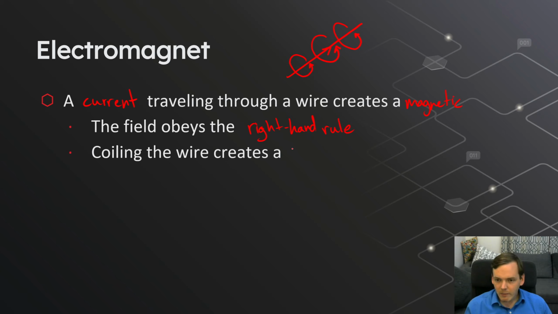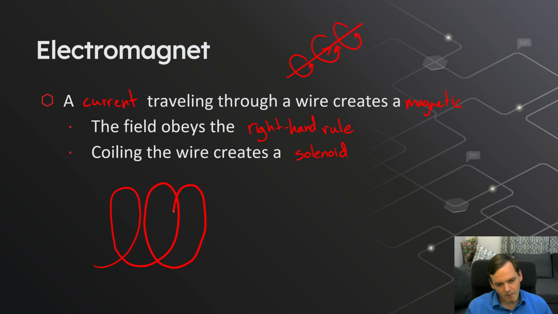That means we can create a magnetic field just by sending current through a wire. Now, if we coil that wire, we create a solenoid. And so that would be looking something like this. Let me see how big I can draw it to make it clear. So imagine this coiled wire like this. And then the current, we'll say, is traveling through in that direction.